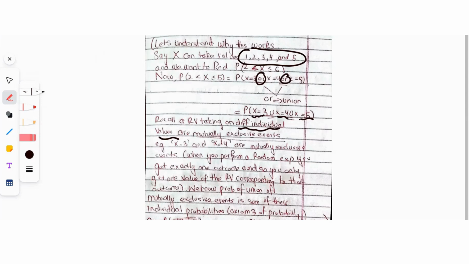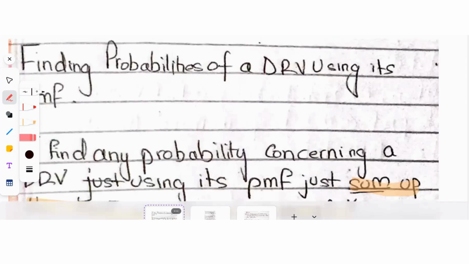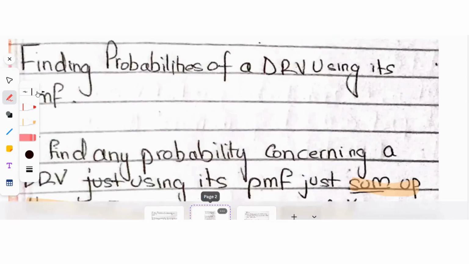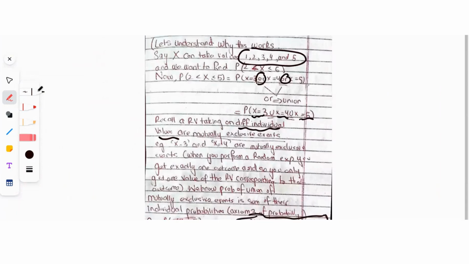And we know the probability of the union of mutually exclusive events is the sum of their individual probabilities. This is an axiom of probability. So that's why this union can be written as a sum of individual probabilities: these are all mutually exclusive events. So when I wanted to find the probability x is greater than 2, less than or equal to 5, I would just sum up the PMF over those values of x, that is, the PMF for x is 3, 4, 5.